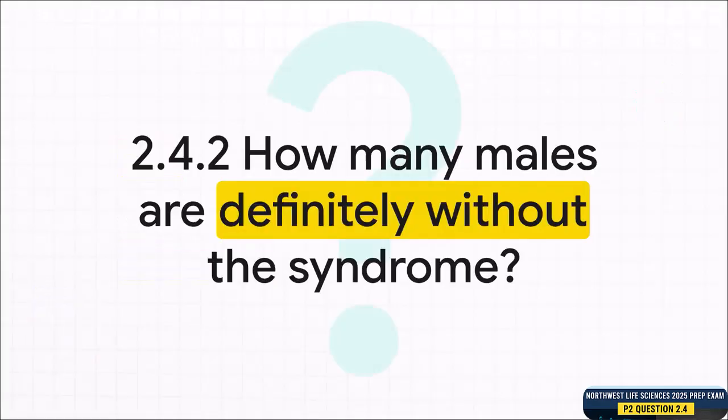This next one is a pure observation question. It's asking us to scan the entire family tree and just count. How many unshaded squares, males without the syndrome, can you spot? The answer is 3. Let's find them together. We've got Nate up in the first generation. Then, if we look down at the next generation, Brenda and Abe have 2 sons. Both of them are unshaded squares. So that's 1, 2, 3 in total, an easy point just for careful counting.